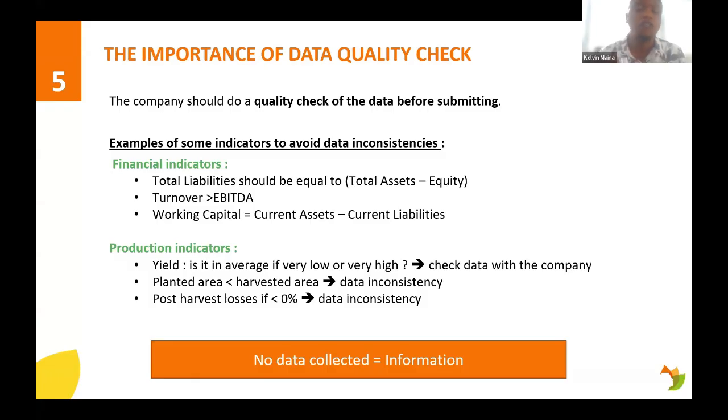The same applies to the volumes that have been provided by the company, the yield, the planted area, the post-harvest losses, and so on and so forth. All these indicators, you can look at the level of consistency, check the data with the company for data inconsistency, and confirm whether it is accurate or not, even at that particular instance. Again, no data collected is also information. Next slide.